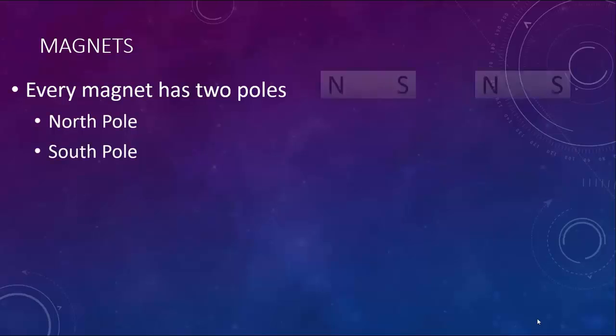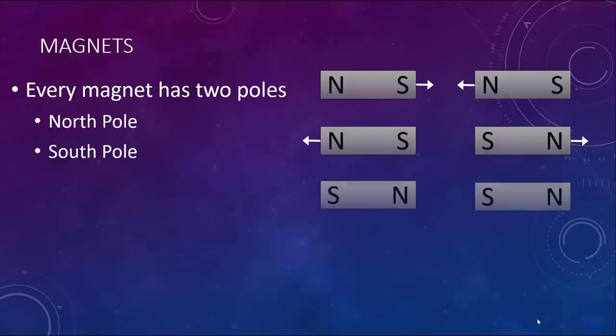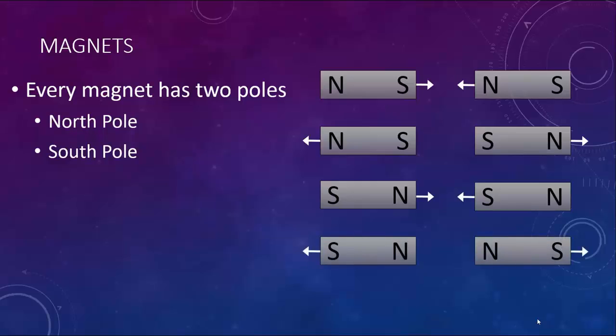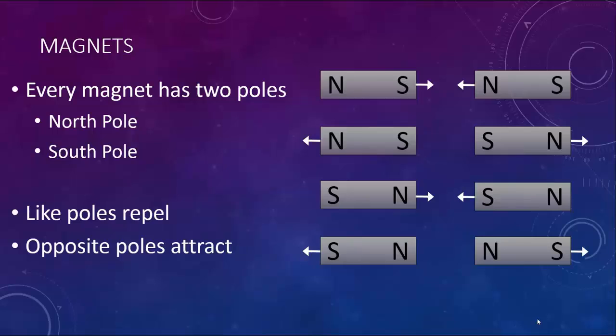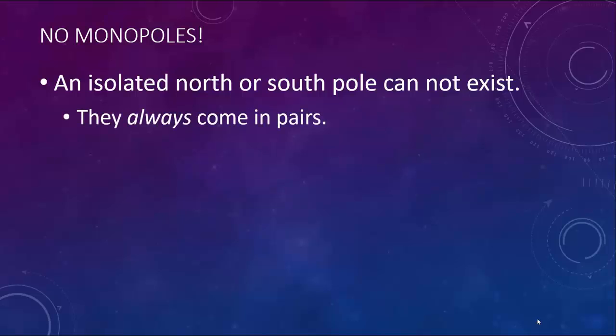There's a lot you should already know about magnets. Every magnet has 2 poles, a north pole and a south pole. Based on their orientation, these 2 magnets would attract each other. These 2 would repel. These 2 magnets would attract, and these would repel. Like poles repel each other, opposite poles attract. It is not possible for an isolated north pole or an isolated south pole to exist. They always come in pairs.